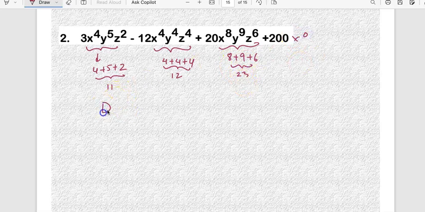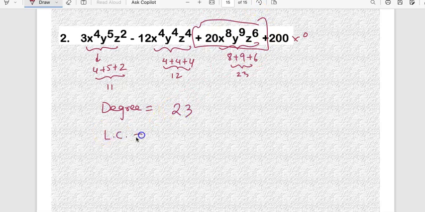So tell me which is the highest, largest number. I think this is ours. So we go over here. The degree is what? 23. What about the leading coefficient? That's 20. And always make sure you pay attention to the plus sign. If it's a negative sign, then our leading coefficient will be minus something.